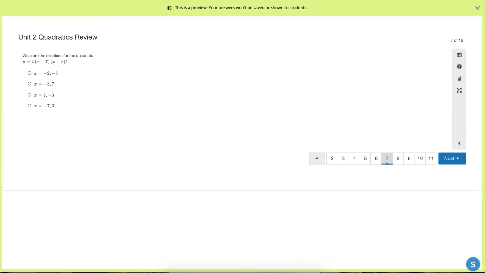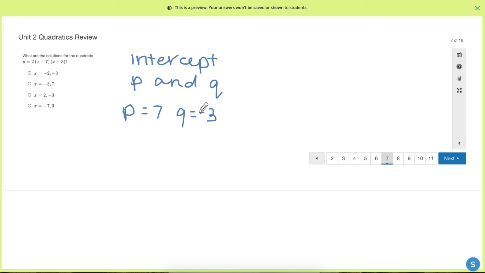Solutions for the quadratic. Remember, solutions are also x-intercepts, roots. So we can figure this out by identifying the type. We have this in intercept form, which means our intercepts are given. They are our p-value and our q-value. Remember, we change the signs. P is 7 and q is -3. And then you would just find the correct answer there.